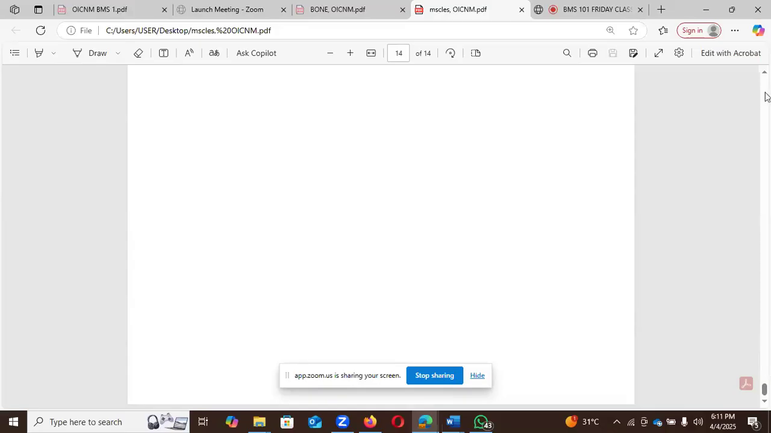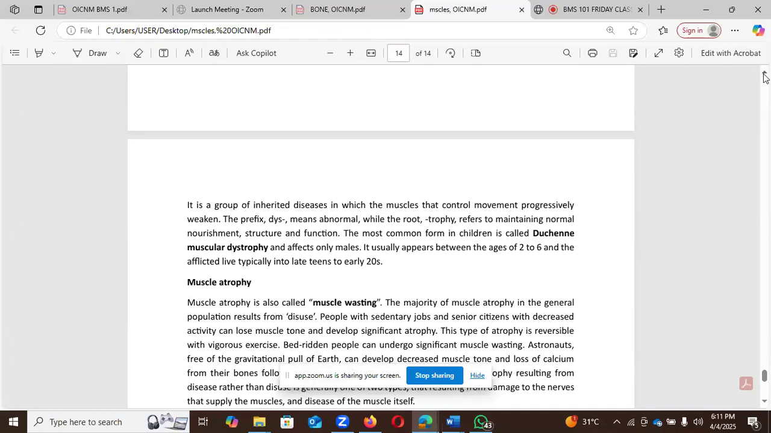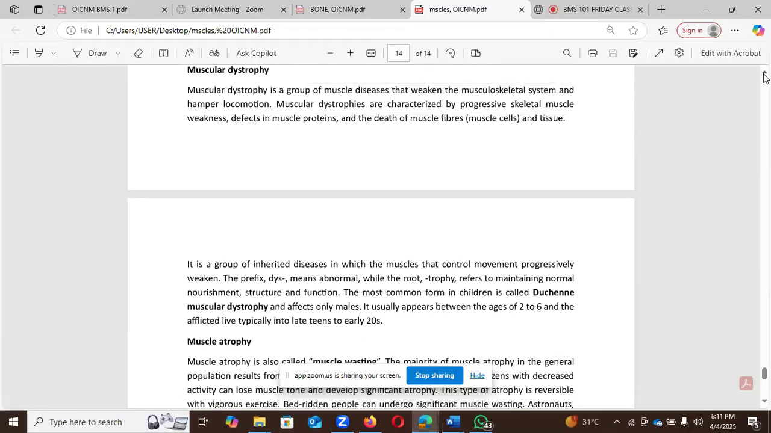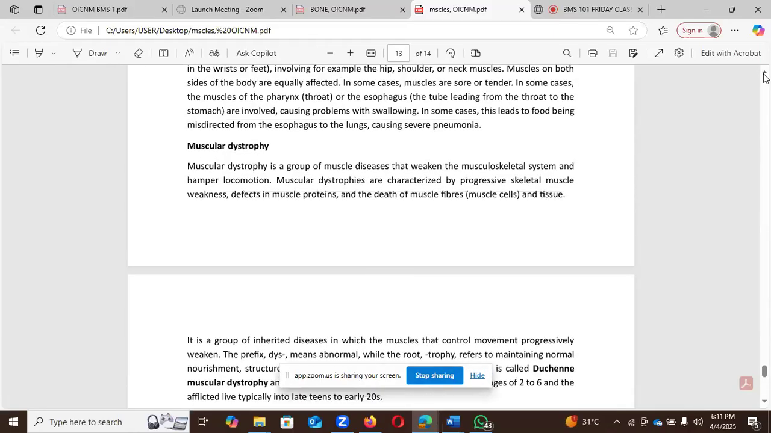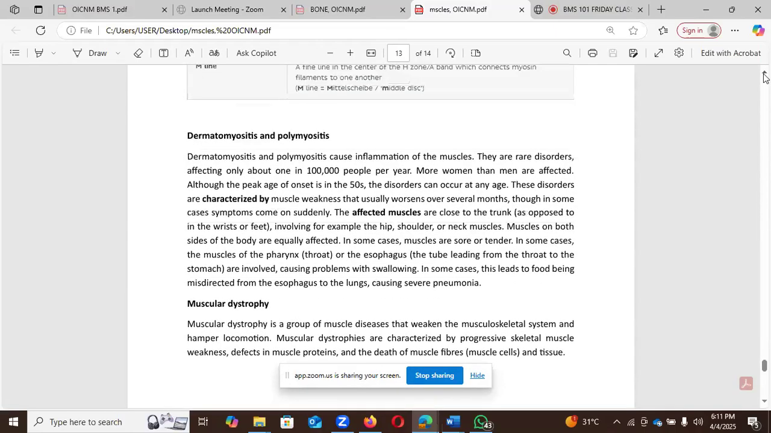So these are the 3 or 4 types: muscle pull or muscle cramp as a result of accumulation of waste product, muscle atrophy as a result of damage to the nerve fiber, muscle dystrophy as a result of lack of proteins in the muscle, and dermatomyositis as a result of inflammation of muscle.